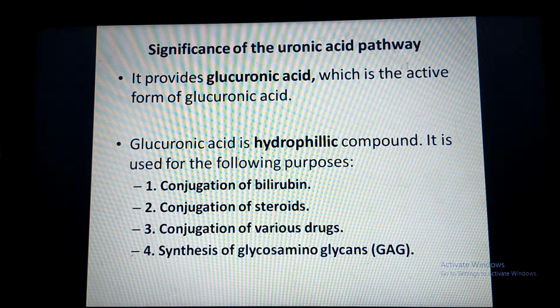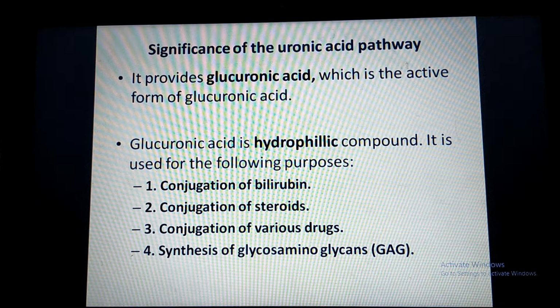Glucuronic acid is also used for synthesis of glycosaminoglycans, which are called as mucopolysaccharides, and as already we have studied in chemistry, mucopolysaccharides consist of one molecule of uronic acid and one molecule of amino sugar. So the main uronic acid present in majority of the mucopolysaccharides is glucuronic acid. So these are the uses of glucuronic acid.